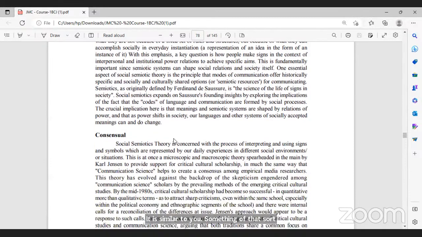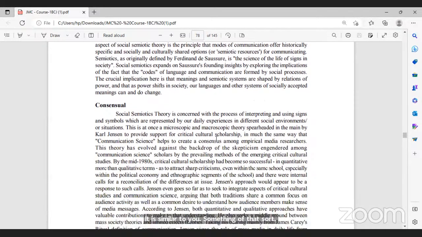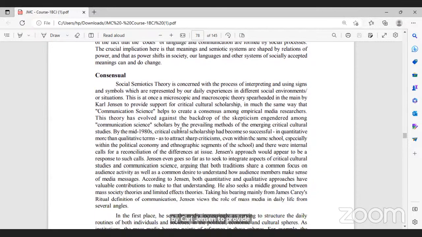Then we have conceptual. So semantic theory is concerned with the process of interpreting and using signs and symbols, which is represented by our daily experience in different social environments or situations. This is at once a microscopic and a macroscopic theory, spearheaded by Carl Jensen to provide support for critical cultural scholarship. In the same way, communication science helps to create a consensus among empirical media researchers.